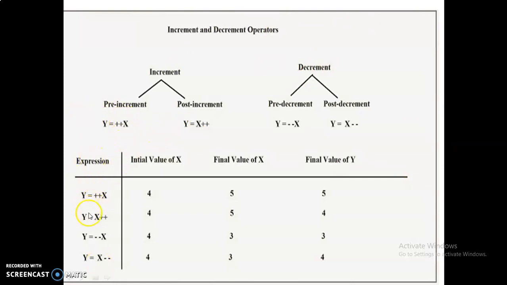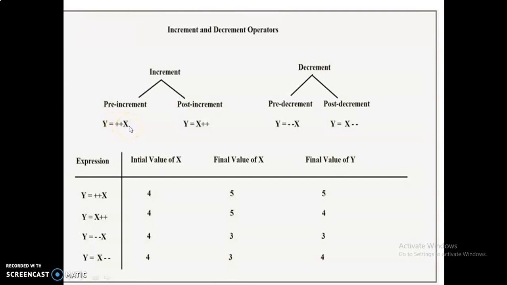Here the expression is given. The initial value of x is 4. So the value of x here is 4, but the final value is stored in y. Okay, because the expression is y is equal to plus plus x. So the value of x is 4, and the final value is stored in y. Here in the first example, plus plus x.